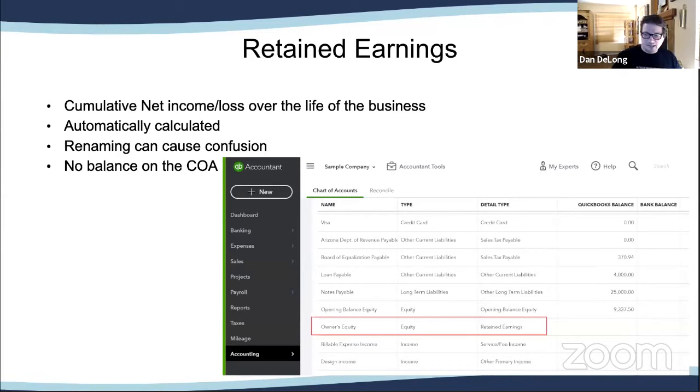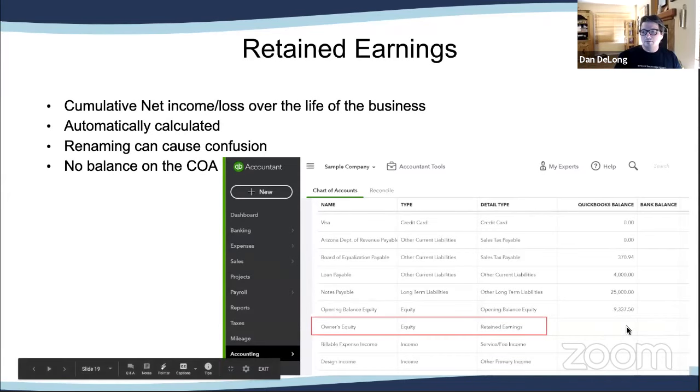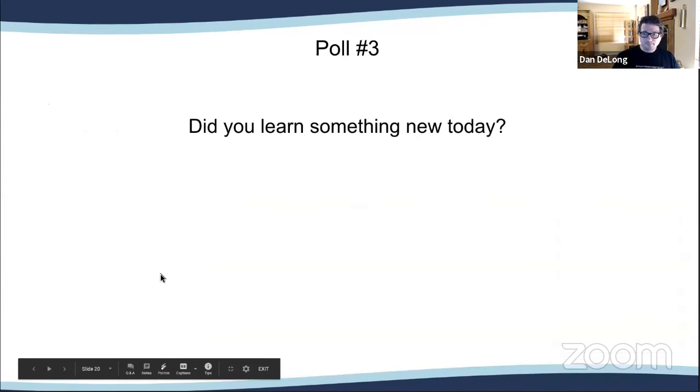So you may see in this example here that under owner's equity, there is no retained earnings account, but it was just renamed as owner's equity on the chart of accounts. The detail type is nice online, because it will actually tell you the detail is retained earnings, but you'll be able to tell which one's which by looking for an equity account that does not have a balance. But that can cause some confusion there.